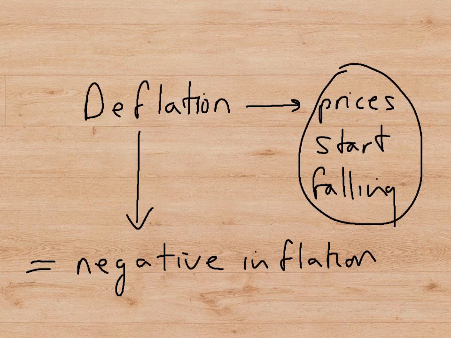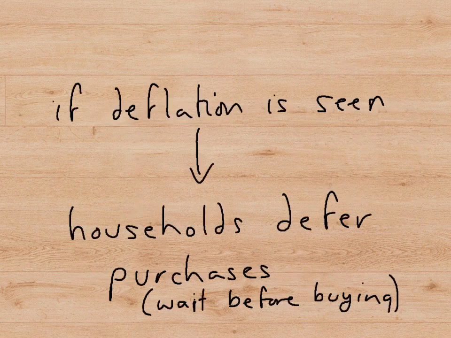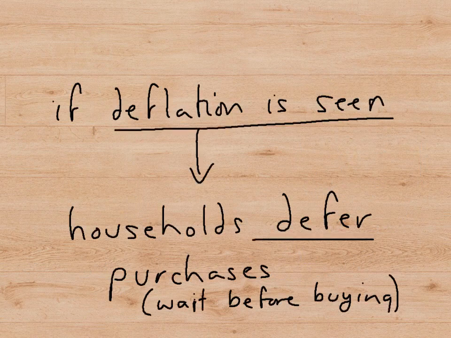We can also call deflation negative inflation. It means exactly the same thing. Now, why is this dangerous? The reason this is dangerous is that if deflation is actually seen in an economy, then households defer purchases. What does that mean? It means that they wait before buying. If they feel that goods are going to become cheaper over time, then naturally they will wait before buying.